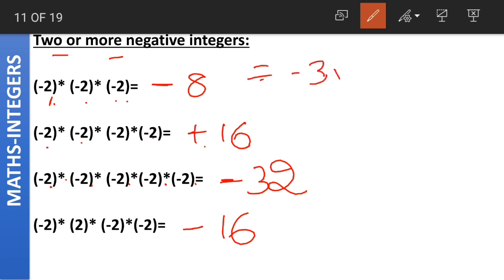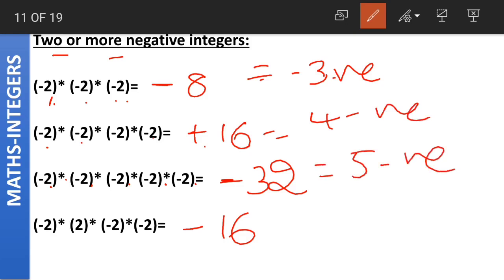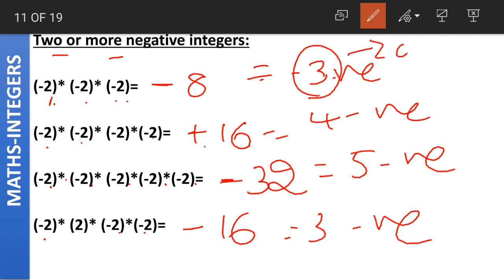Here we had 3 negatives. Here we had 4 negatives. Here we had 5 negatives. Again here, 1, 2, 3, we had 3 negatives. Am I right? If you observe the pattern, when we had an odd number of negatives, what is 3? Is 3 an odd number or an even number? 3 is an odd number, right? So when we had an odd number of negatives, the result is negative.